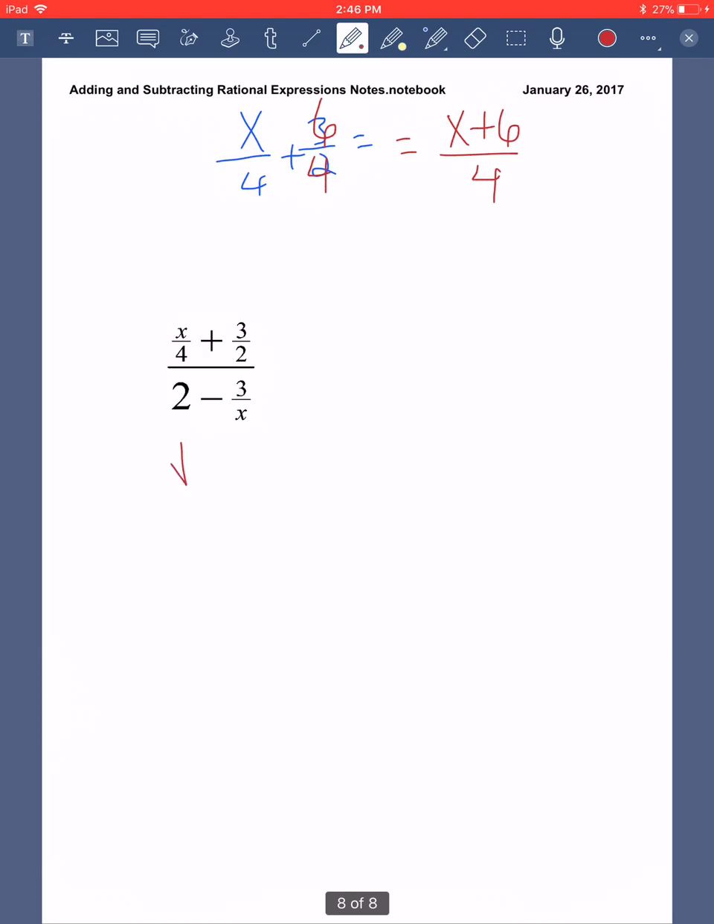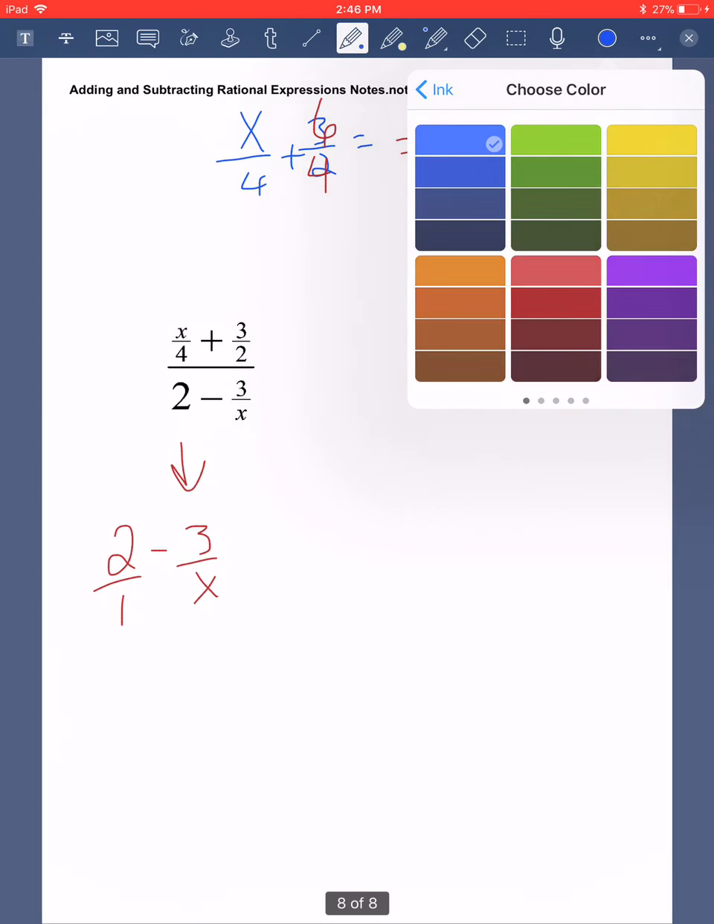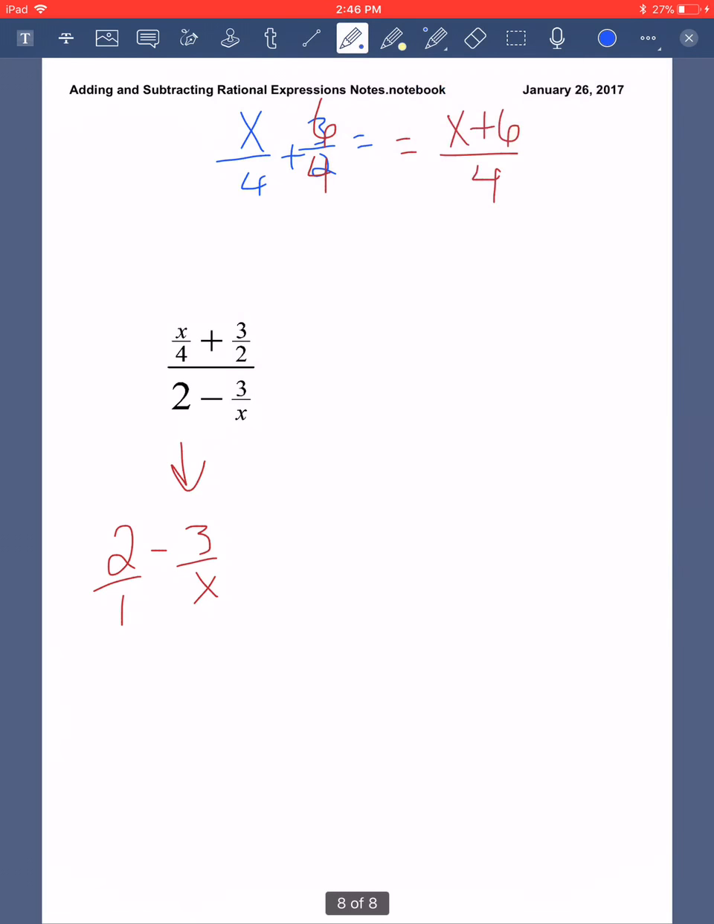Okay, my bottom half, 2 minus 3 over x. Think of this as 2 over 1, so I need to get a common denominator. So a good common denominator is x. So I'm going to multiply 2 over 1 top and bottom by x. So this is 2x minus 3 over x.